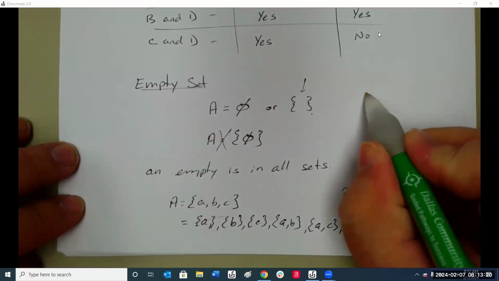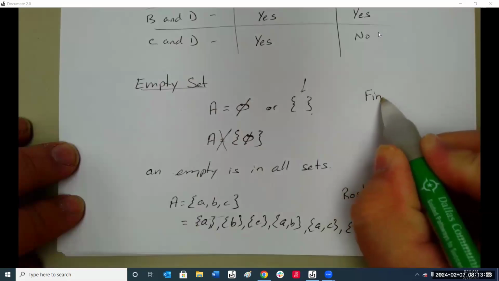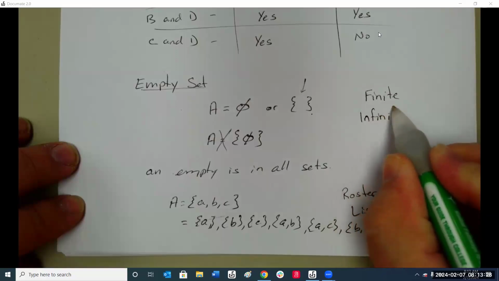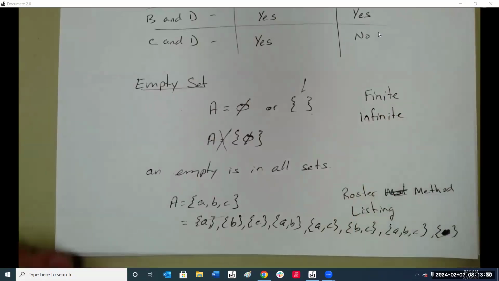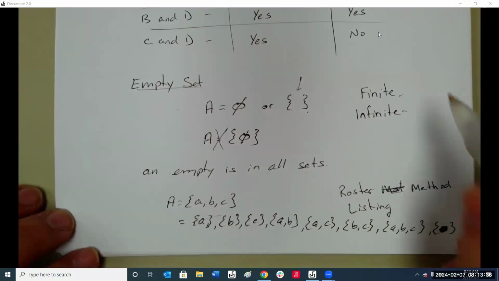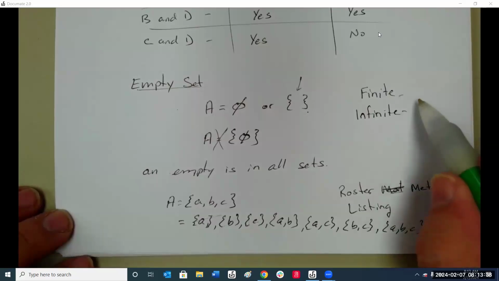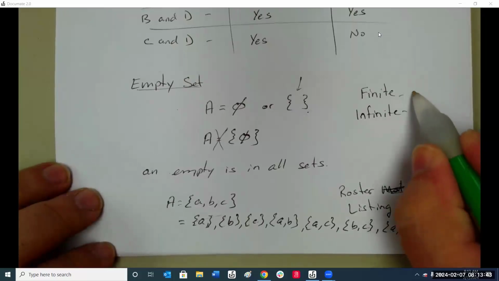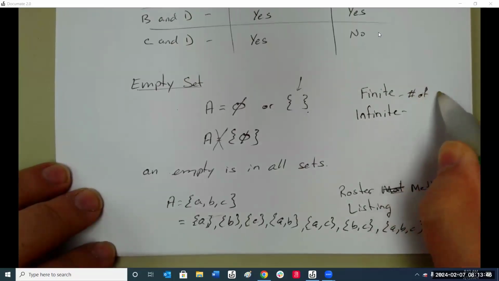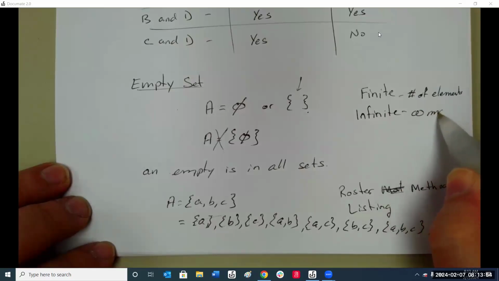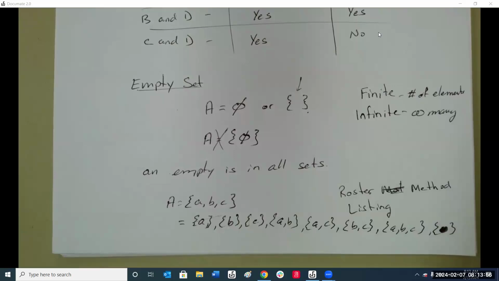We have two types we talk about. A set is either finite or infinite. What's the difference? This one you could list, there's a specific number of elements. This one has infinitely many. You can't list the elements in there.